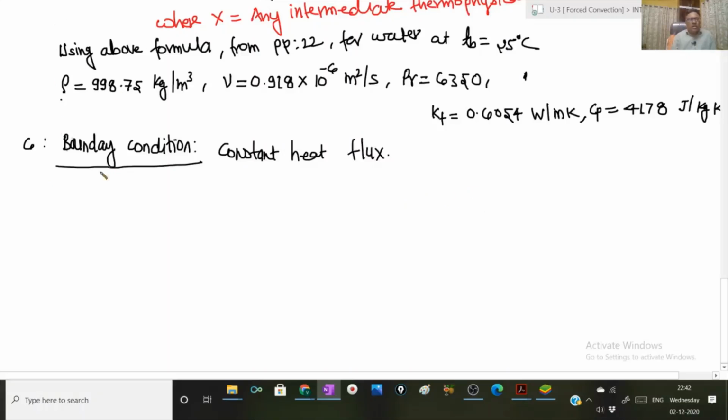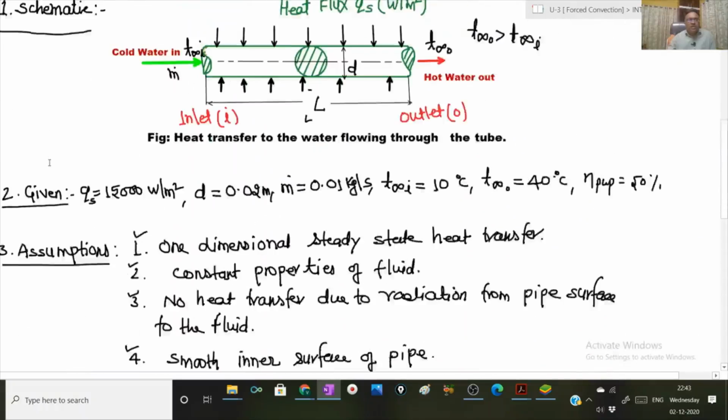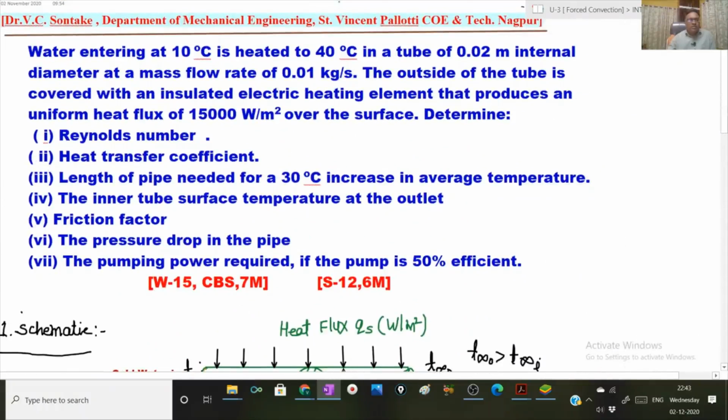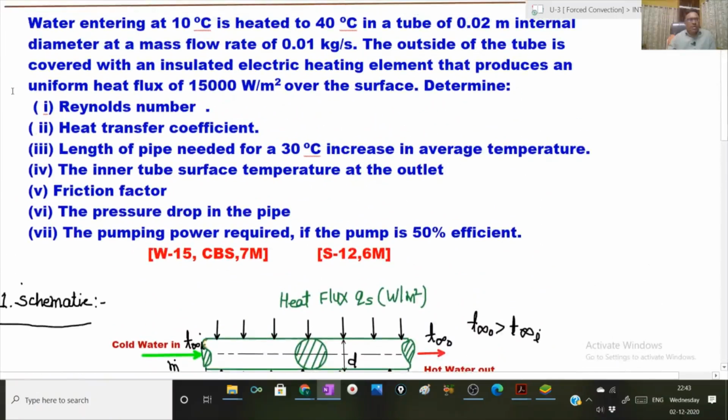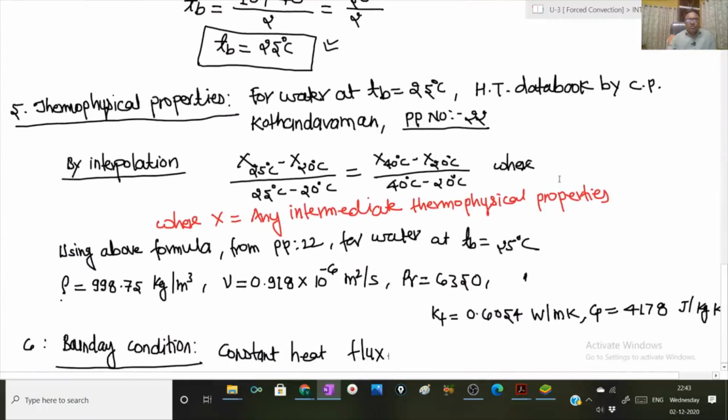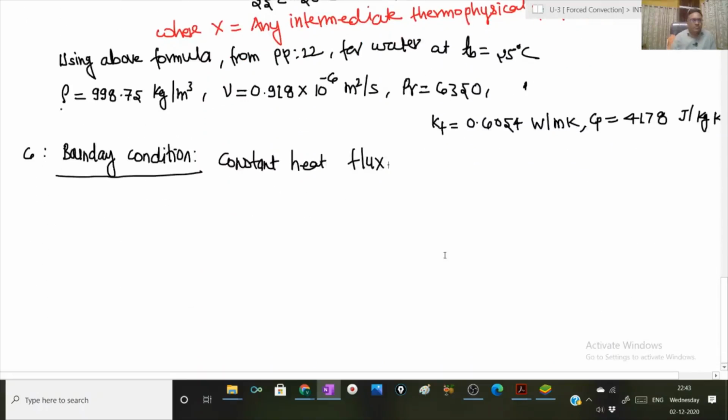Okay. Now next step is to find out Reynolds number, but in the problem it has been asked to calculate Reynolds number and other parameters. So now I will be shifting to directly calculate the parameters asked in the problem. So let us do these calculations one by one. So now point number 1 is asking you to calculate Reynolds number.